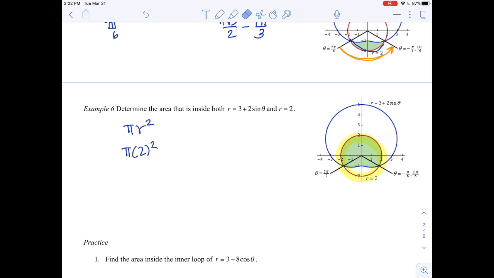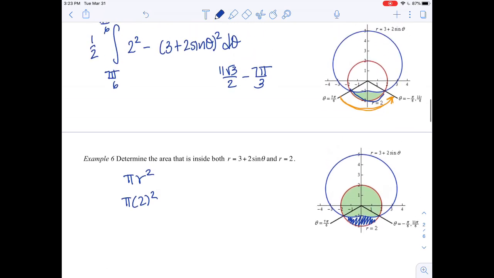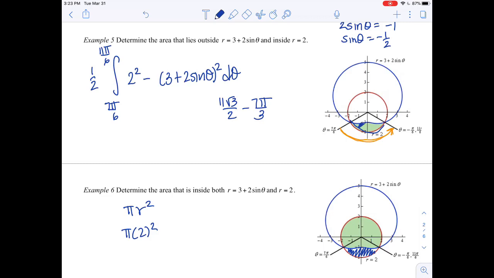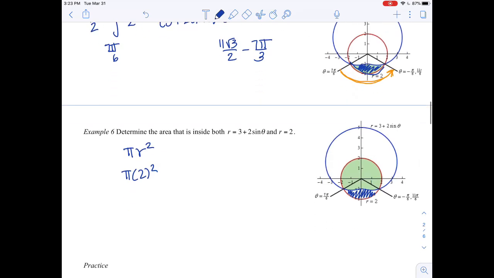And then I have to subtract away from it that leftover part, okay? So if you notice, it's like this piece that has to get removed from the circle. Well, if you think about what we just did, look back to the previous question, this is the exact area that I'm trying to subtract. So if I take that 4 pi, and minus the 11 radical 3 over 2 minus 7 pi over 3, that would be how you get your answer. And you can leave it like that. If you want to simplify it, it becomes 19 pi over 3 minus 11 radical 3 over 2. Again, I don't think you need to simplify it, but that's the exact value.